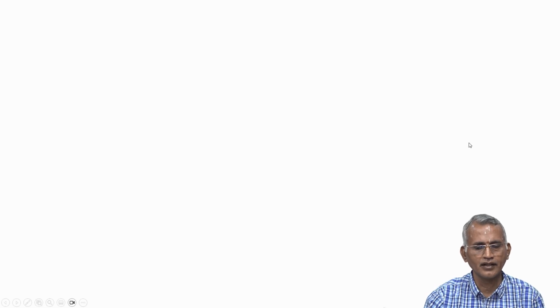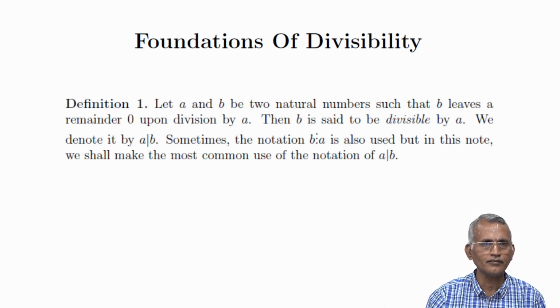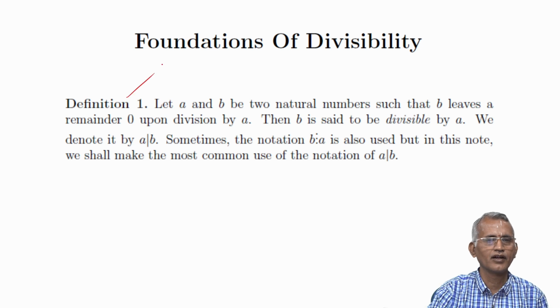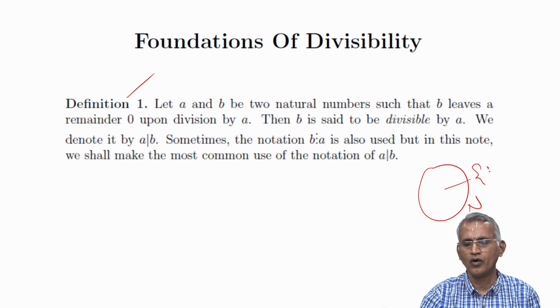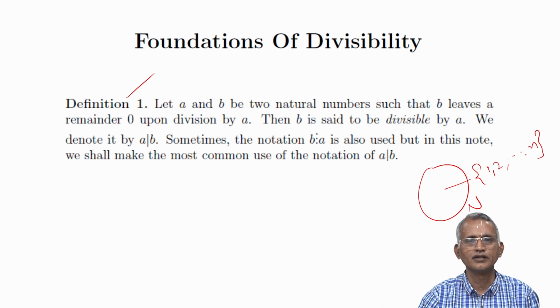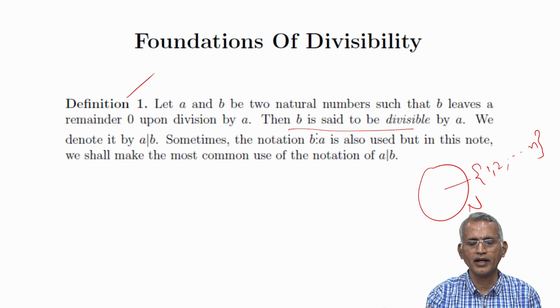Let us start with the interesting topic of foundation of divisibility. Let us start with definition 1. Let a and b be two natural numbers. Natural numbers are the numbers we start with 1, 2, 3 and so on, right. So, this is the natural number such that b leaves a remainder 0 upon division by a, then b is said to be divisible by a.